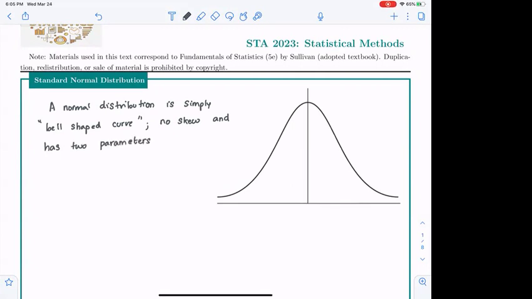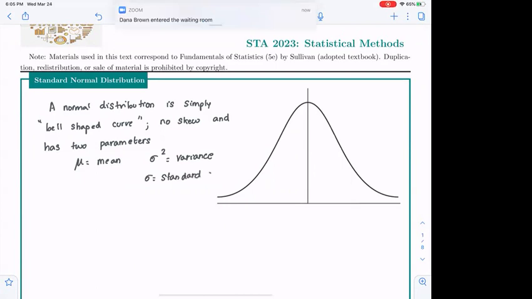And it has two parameters. One is the mean, mu. Second is the variance, sigma squared. So if the variance is sigma squared, we know the standard deviation is simply the square root of the variance. And the population version is simply mu and sigma.